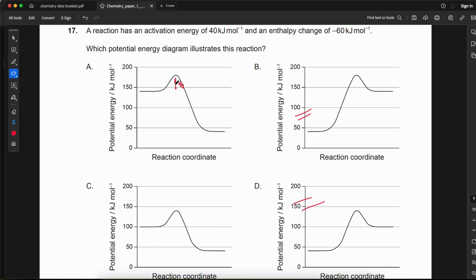Well, let's see for C first. From 100 to 140, so it's definitely 40 kilojoules per mole. And let's see for delta H. Here is delta H and this one is delta H. Delta H is only negative 60, so from 100 to around 40, this one is definitely more than 60, so the answer is C.